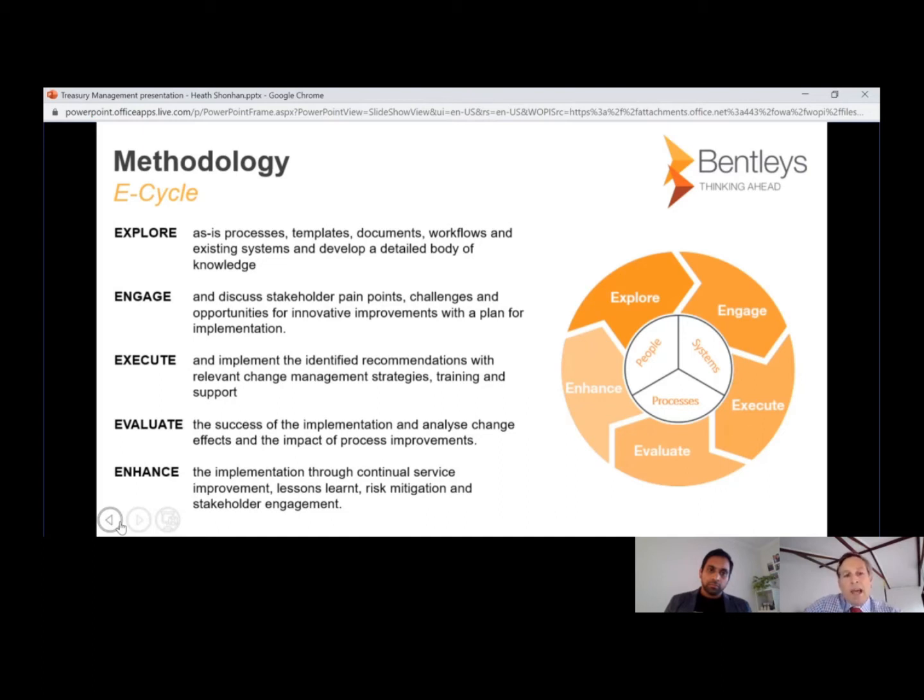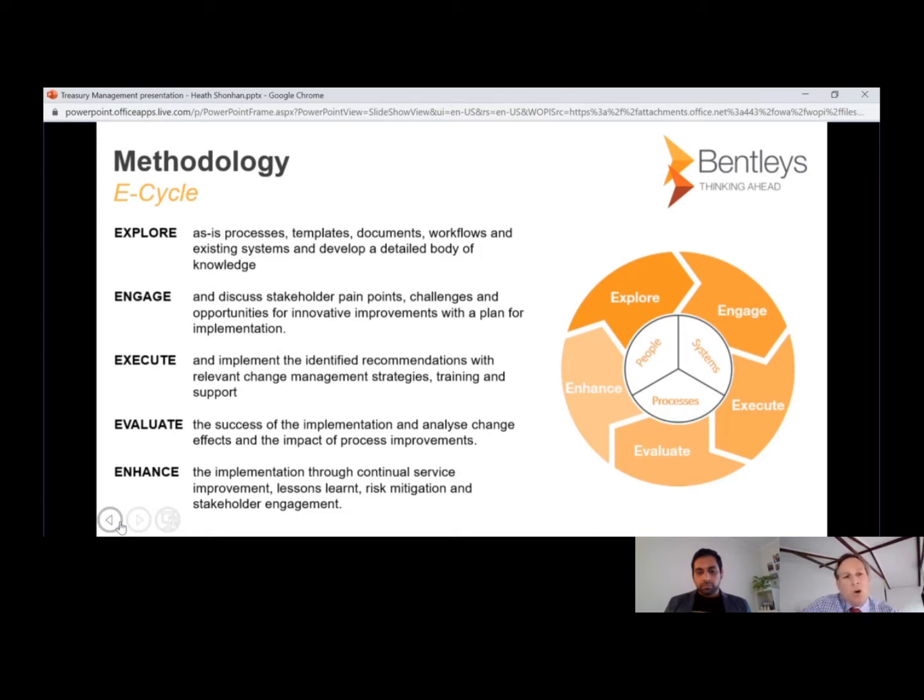So let's start with the how-to, so that providers can go out and actually upgrade their treasury and evolve their treasury management processes as a result of this process. And we like to use an E-cycle methodology. The methodology that we suggest very much starts with an exploration. Start to gather all of your existing templates, documents, artifacts, workflows, systems, as-is processes.